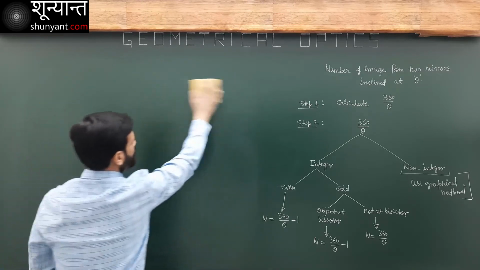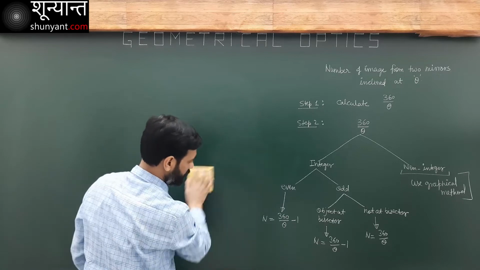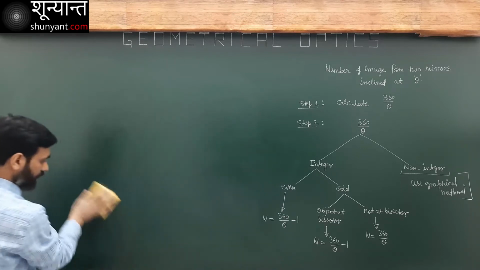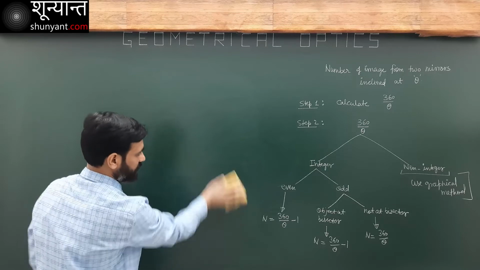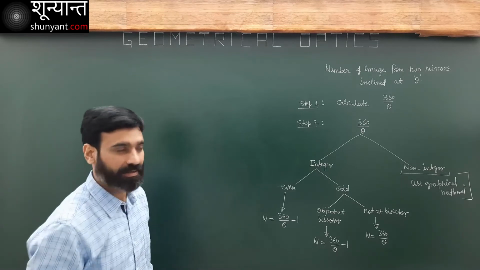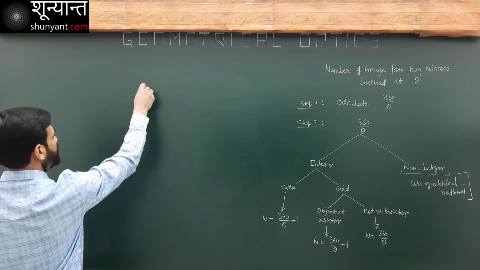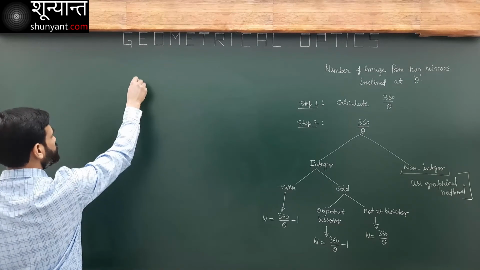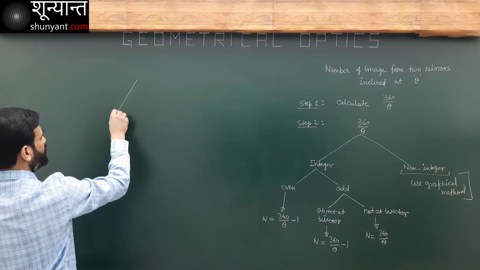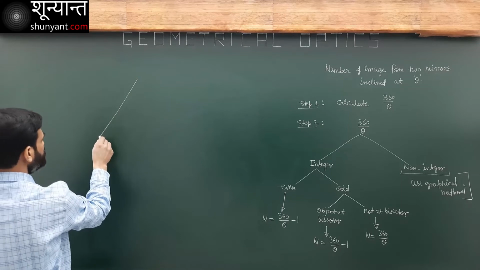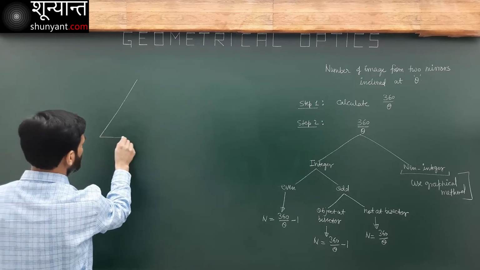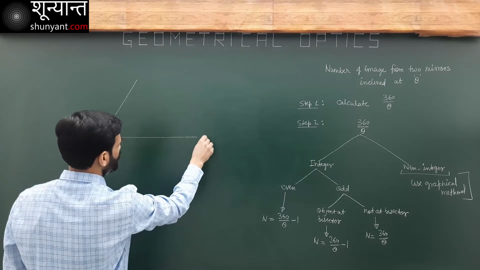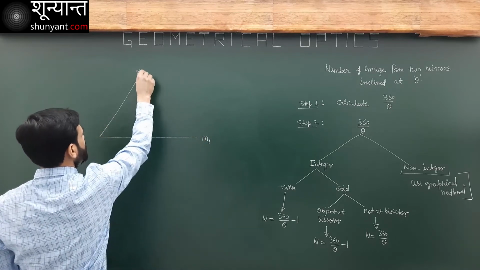Okay, we are going to make use of what we discussed in the beginning of this lecture, the properties of image, especially the object distance and image distance. Let's say that I have this mirror here. I have these two mirrors. This is M1 and this is M2.